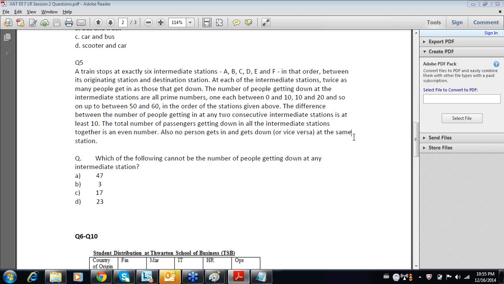Okay, has anybody got the answer to question number 5? I cannot see any responses for question number 5. Okay, let me explain question number 5.